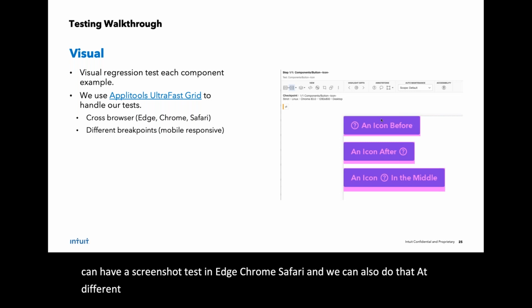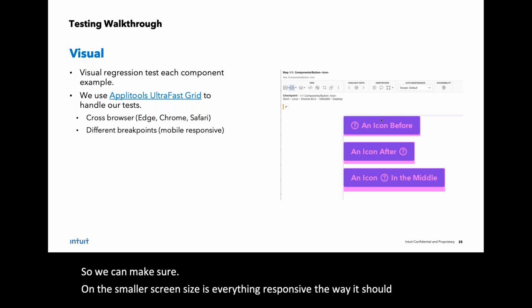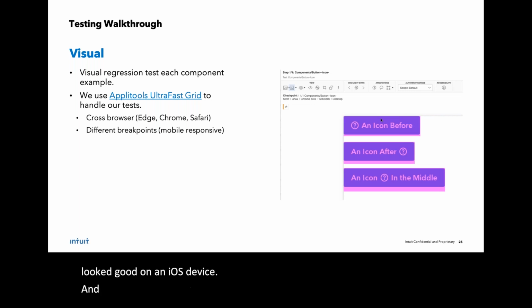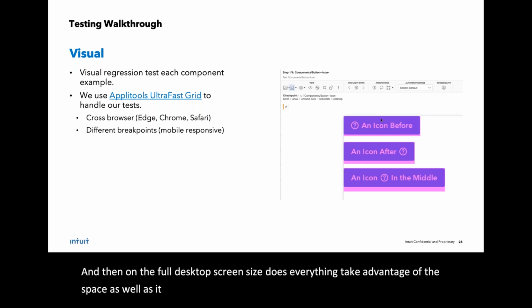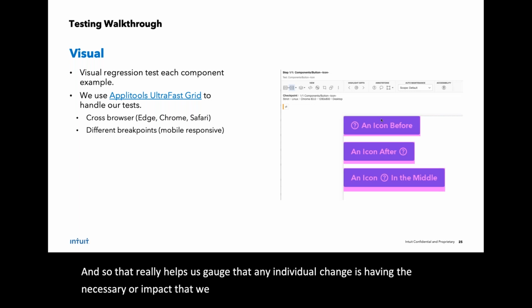So we can make sure on the smallest screen size, is everything responsive the way it should be? Will it look good on an iOS device? And then on the full desktop screen size, does everything take advantage of the space as well as it can? And so that really helps us gauge that any individual change is having the necessary impact that we expected for any of those components.